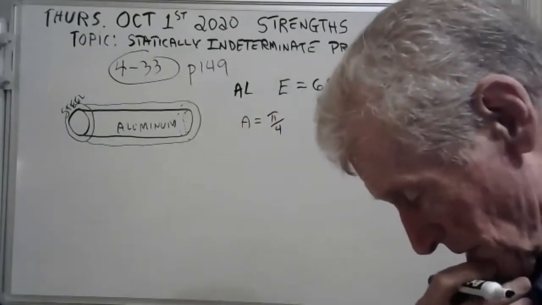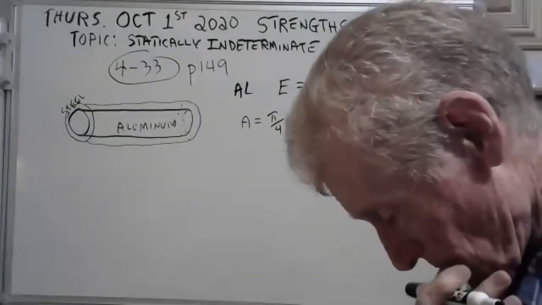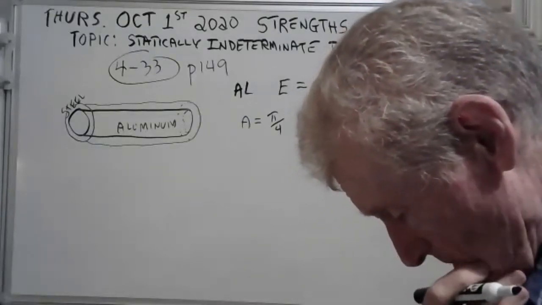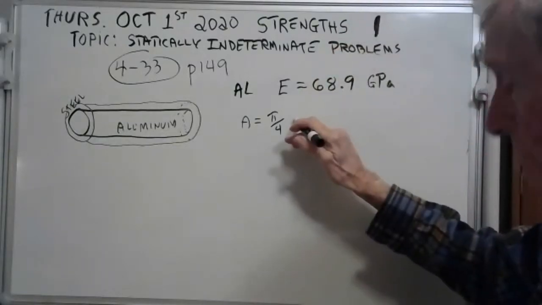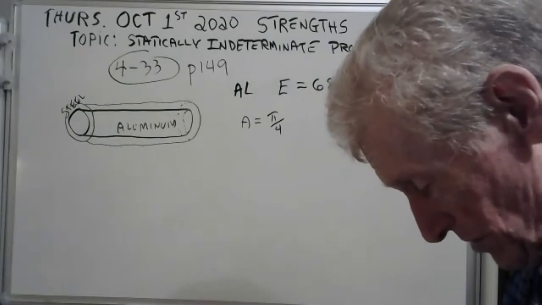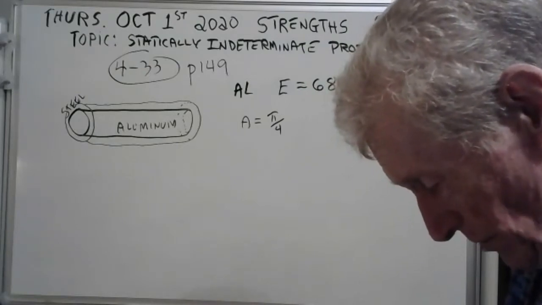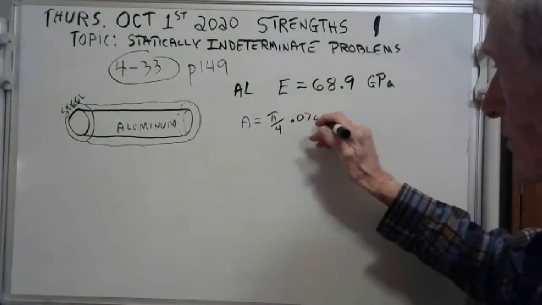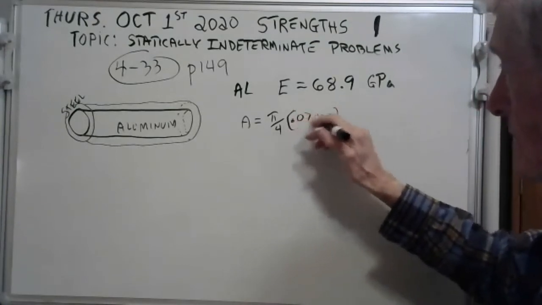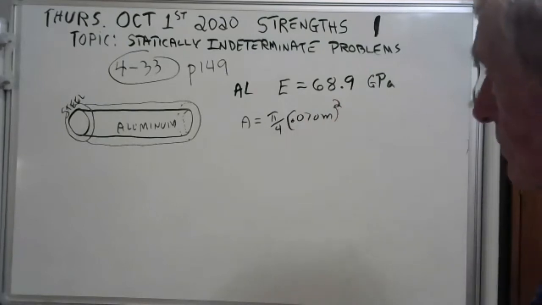Now, they gave the radius, didn't they, or the diameter? Yeah, they said the diameter is 80. Well, that's the outside diameter. Inside diameter is 70. So it's pi over 4 times 0.08 minus 0.070 meters squared. That'll give you the area.